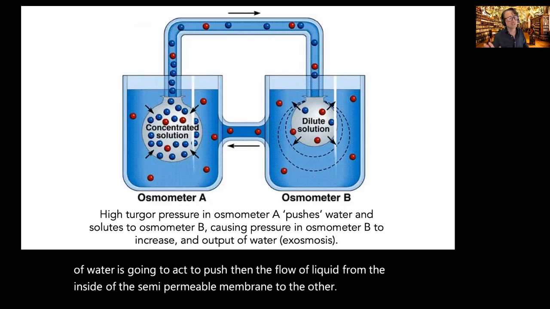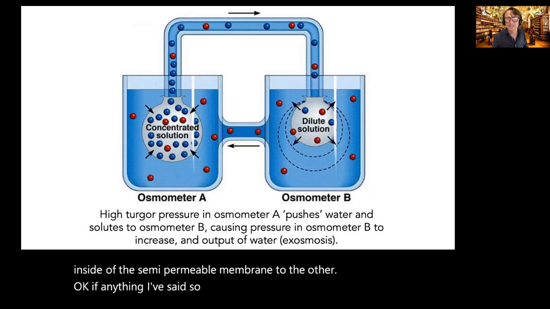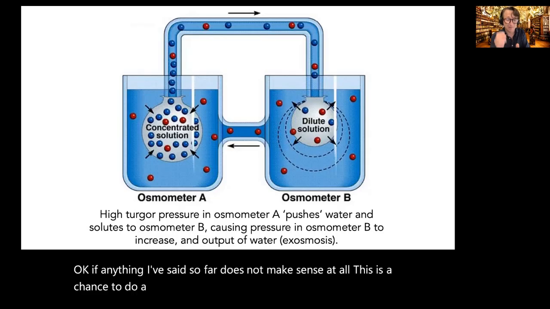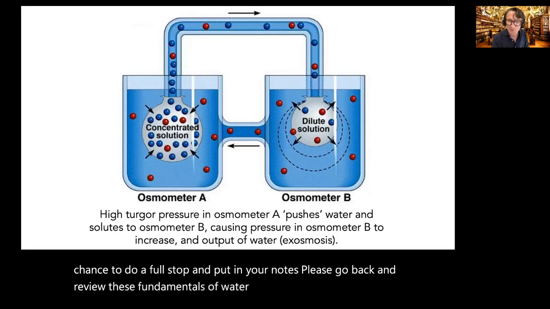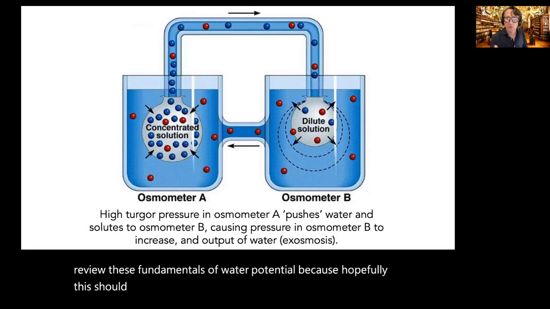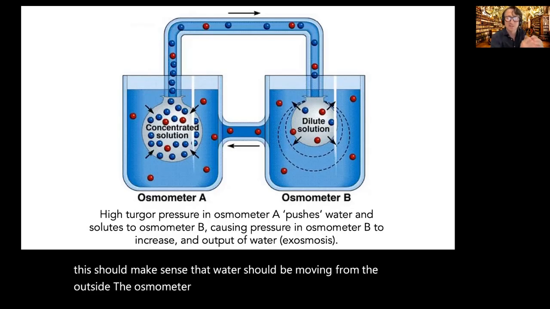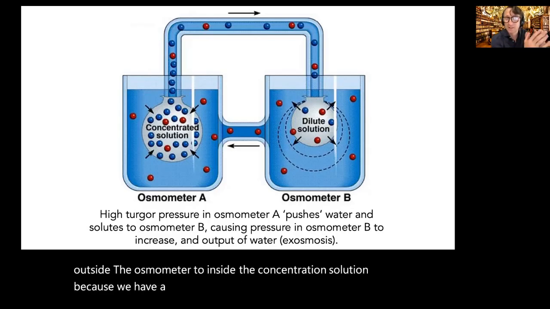If anything I've said so far does not make sense at all, this is a chance to do a full stop and put in your notes. Please go back and review these fundamentals of water potential, because hopefully this should make sense that water should be moving from the outside of the osmometer to inside the concentrated solution, because we have a concentration gradient difference reflected in psi sub S.